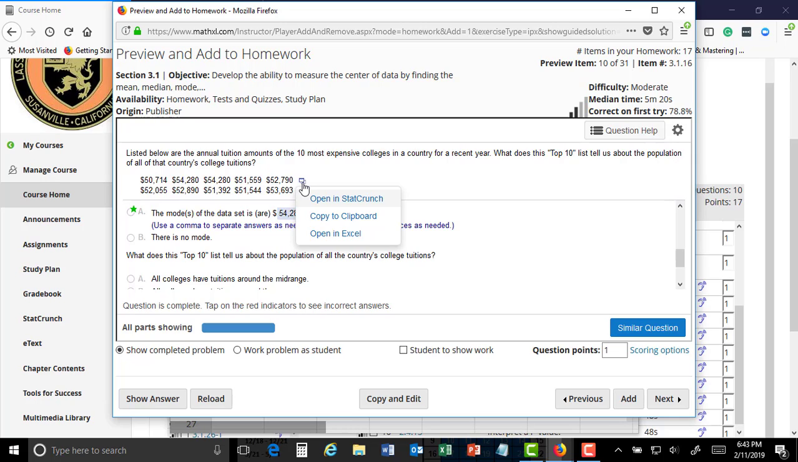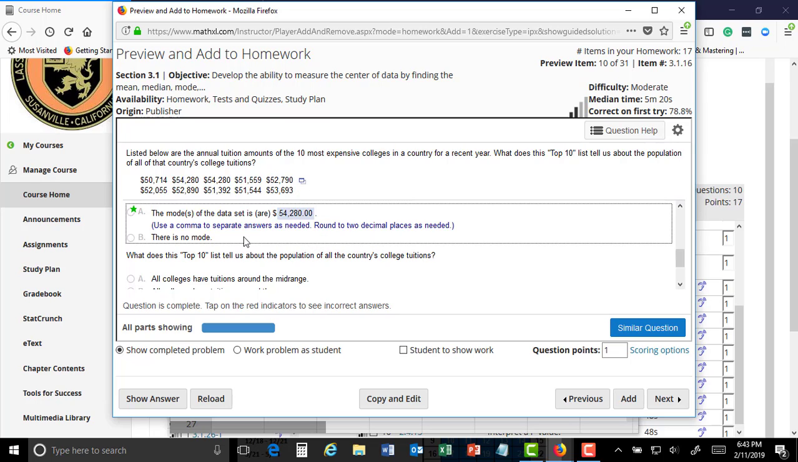That says these are the annual tuitions of 10 most expensive colleges in the country. Top 10 tells us about the population of the tuition. So it says here, let's see, model the data, the mode of the data. You know what the mode is? It's just which one occurs with the highest frequency. The mode of the data set is 5,280. I don't see any 5,200. Oh yeah, there's one. Is there another one? Oh yeah, there's like, okay.